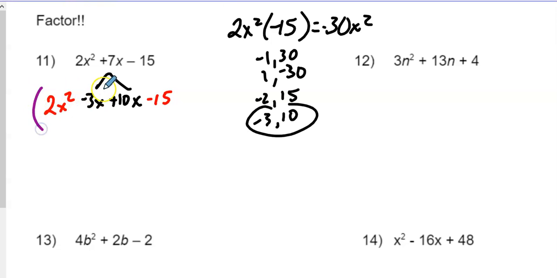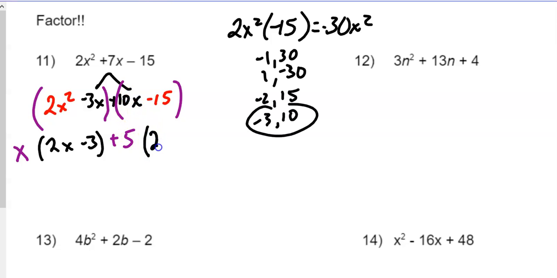Now I'm going to group the first two and the last two, and I kind of treat them as separate problems. What's in common here? Well, I can only take out an x. So what's left over? 2x minus 3. Again, I'm dividing an x out of each one of those. Okay. What's in common here? Hopefully you see it's a 5. Please make sure you put the sign. There's a sign here, so there should be either a positive or a negative sign there. Divide it out. 2x divided out minus 3.